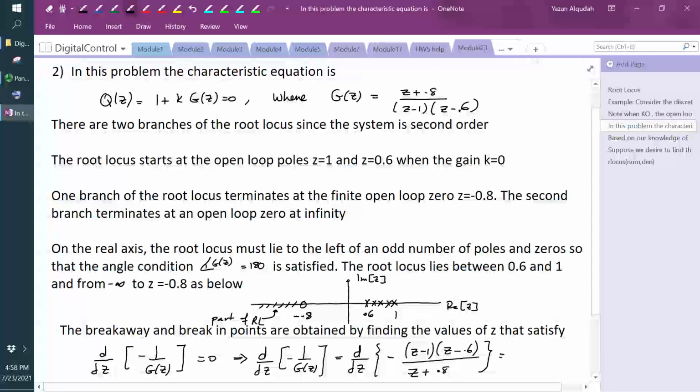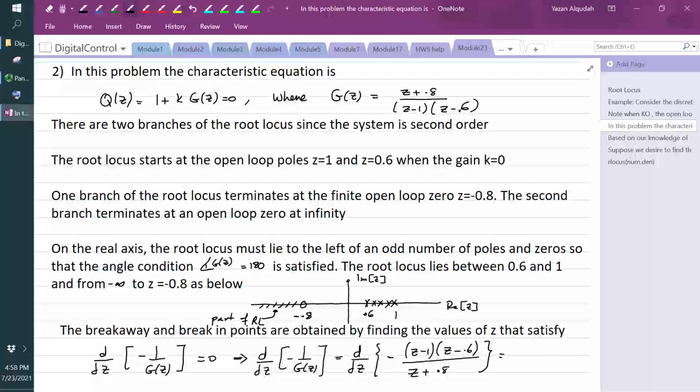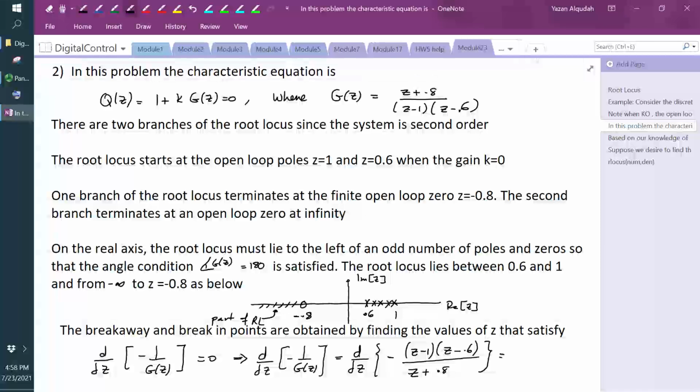Since we have two poles, we're going to have two branches. The two branches are going to start at the pole locations, and they're going to end at the zeros. In this case we have a finite zero, which is negative 0.8, and one of the branches is going to end at it. The other branch is going to end at infinity, since there are no more finite zeros.